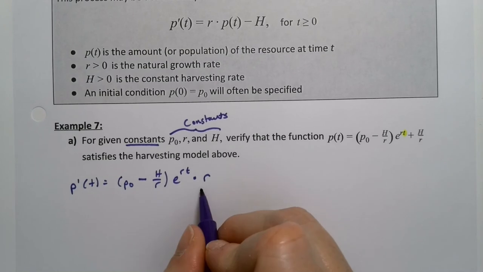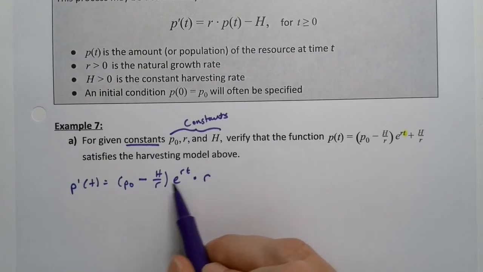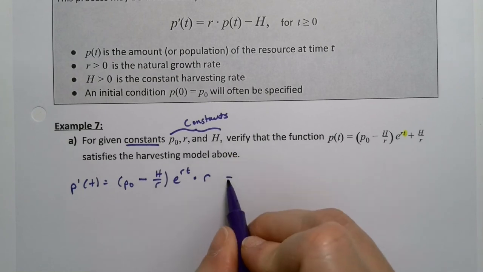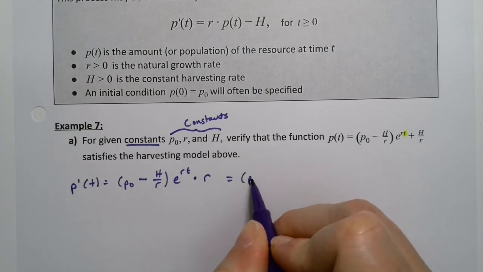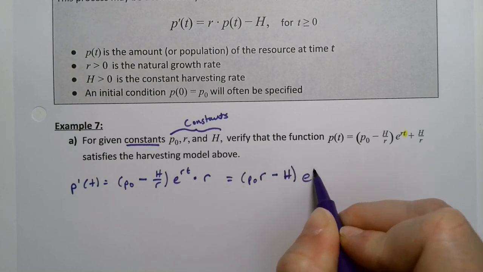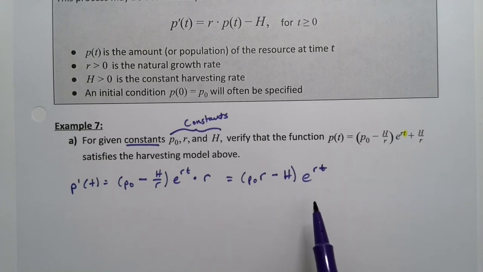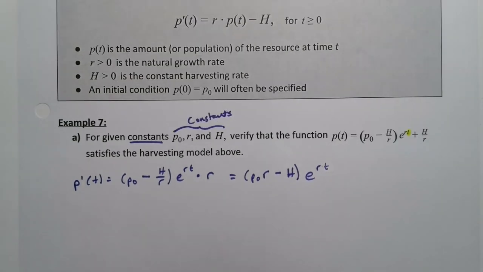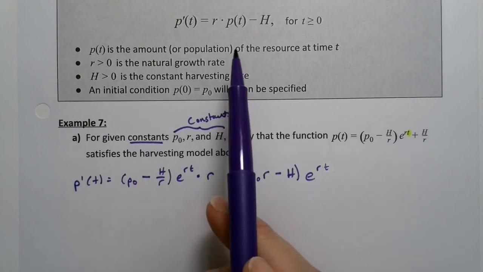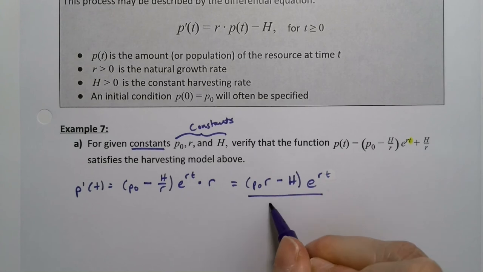And then this is chain rule right here. All right, well, let's put the R in there. I mean, you might as well. So that's (P0 times R minus H) e to the RT. Wasn't strictly necessary, but it might make things a little easier later. All right, now let's see if I can get it to match the right side. So this is P prime of t, so this is the left side of the equation.